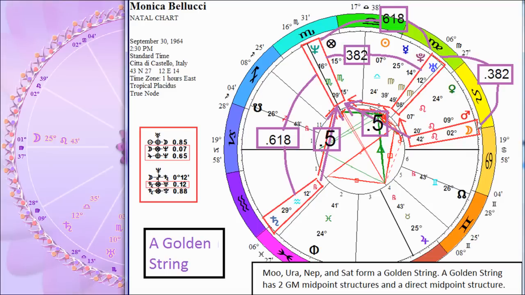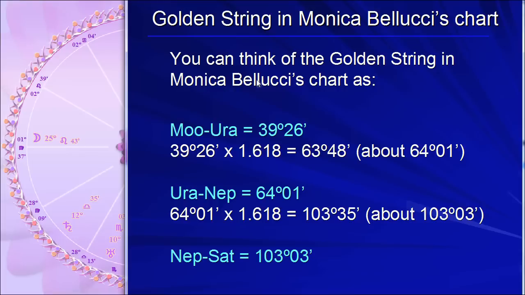And one way to think of the golden string is that if you take the shortest distance, the moon to Uranus, and you multiply it times 1.618, you get the next distance. And if you take this distance between Uranus and Neptune in this particular chart and multiply it by 1.618, you get the next distance. So they are angular distances increasingly larger. In her case, it's in the order of the zodiac signs, the counterclockwise direction. It could also be in the clockwise direction, that the angular distances are increasingly larger by the golden ratio.